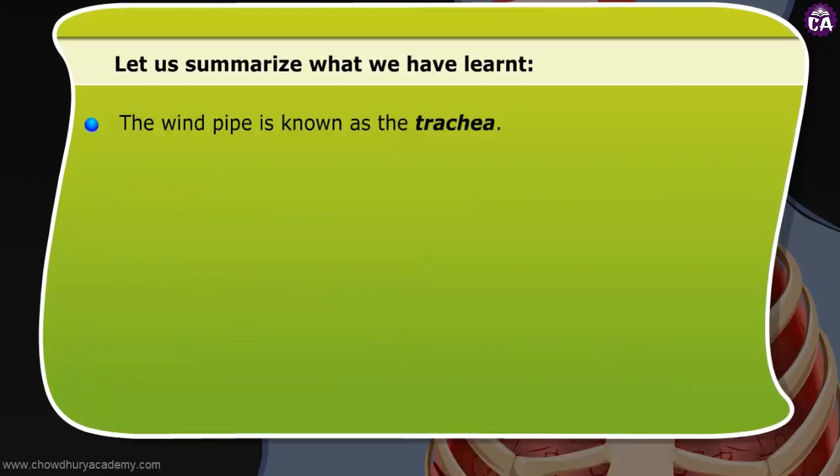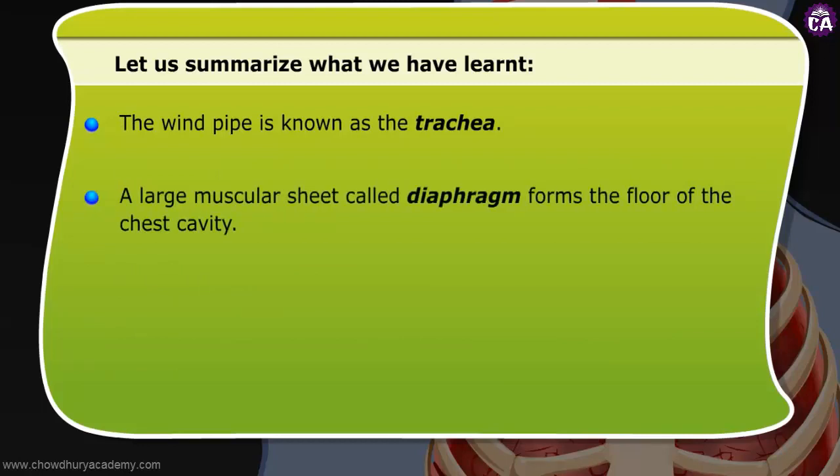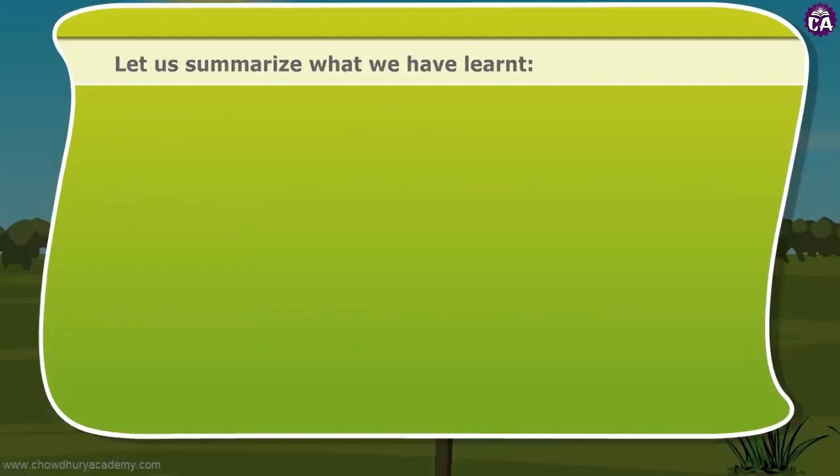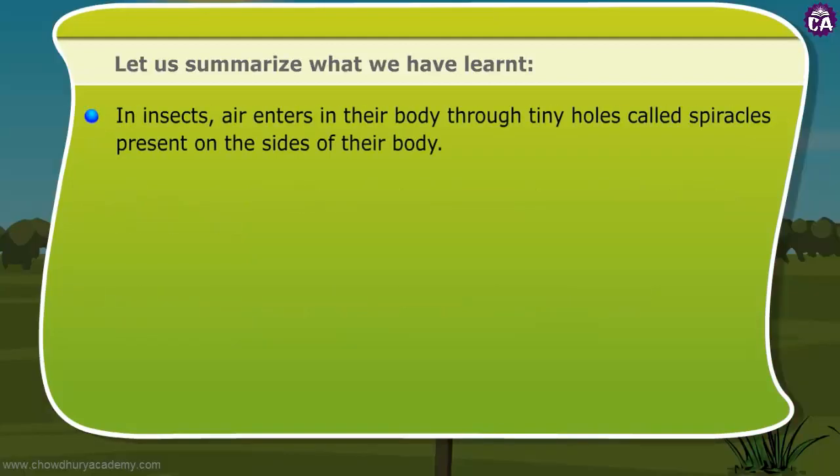The windpipe is known as the trachea. A large muscular sheet called diaphragm forms the floor of the chest cavity. Alveoli are tiny air sacs inside human lungs. Oxygen is exchanged for carbon dioxide in the alveoli. In insects, air enters their body through tiny holes called spiracles present on the sides of their body.